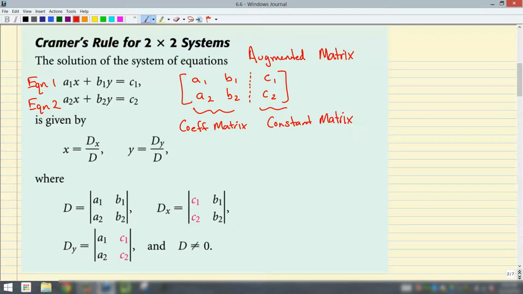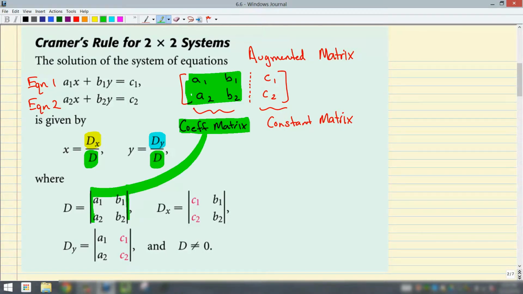In order to find the solution for x, you take the determinant of the x matrix, which we'll talk about in a little bit, and divide it by the determinant of the coefficient matrix. That's what this is. This is the coefficient matrix. And then to find the y-coordinate, you take the determinant of the y matrix, which we'll discuss in a little bit, and you divide that by the determinant of the coefficient matrix.